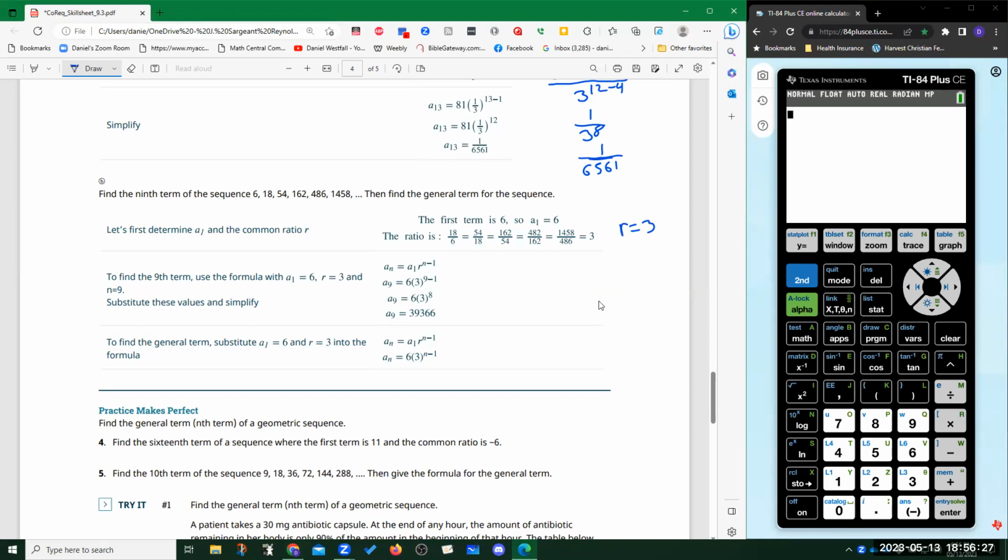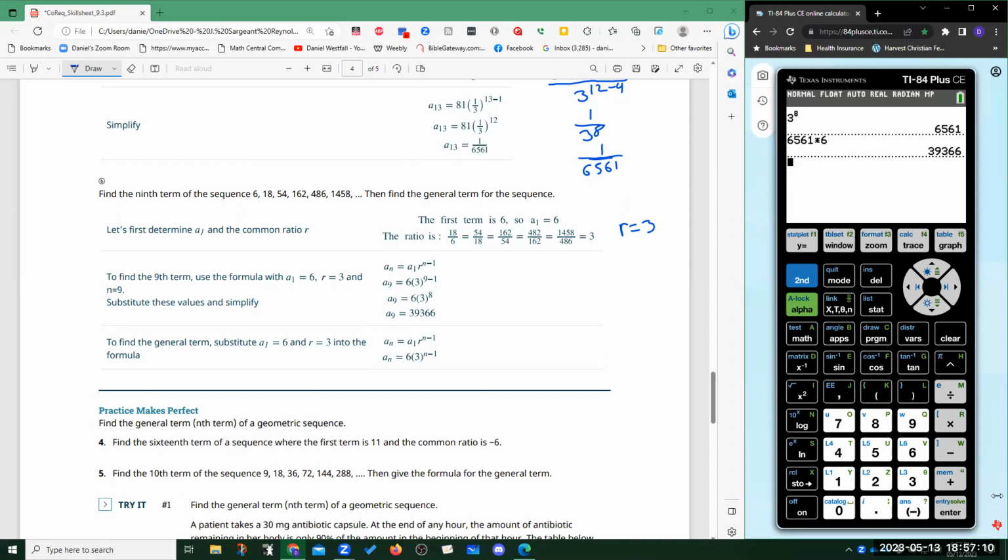So we're going to start with our formula a_n equals a_1 times r to the n minus 1. We're going to plug in that we want a_9 because we want the 9th term. And that's going to be 6 times 3 to the 9 minus 1. And that's going to be 6 times 3 to the 8th. Remember to do exponents before multiplication. So 3 to the 8th is 6561 times my 6. It's going to give me 39366. So there you go.